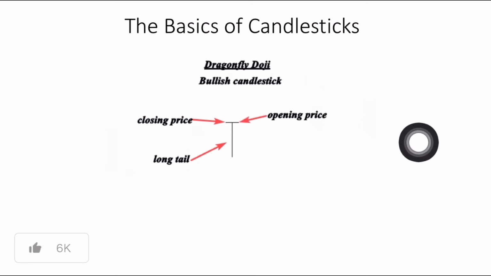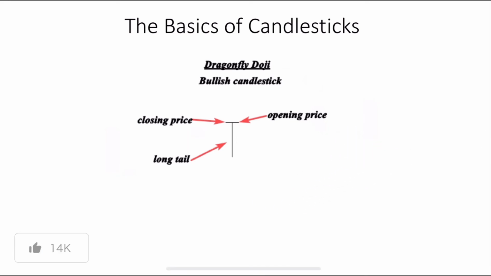So what characterizes the dragonfly Doji is the long lower tail or wick. As you can see, the long tail there, it's very long. That shows the resistance of the buyers and their attempt to push the market up. So this long tail or long wick just shows that there was an attempt by the buyers to push the market up. As you can see, the market went and closed up.